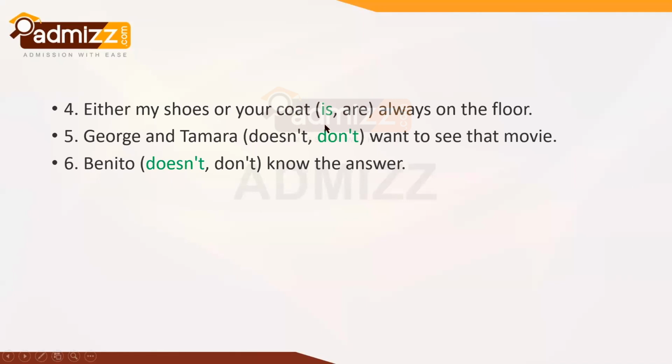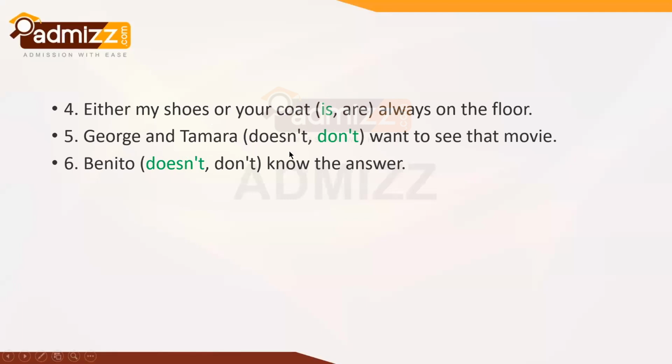Either my shoes or your coat is always on the floor. As I mentioned before, either-or always takes a singular verb, or most of the time it takes a singular verb. So whenever you see either-or, you can most of the time use a singular verb in those cases. Now here, George and Tamara, the subject is plural, right? Because there are two people, and so it will be don't, because don't is the plural verb form of doesn't, right? So it's don't in this case.